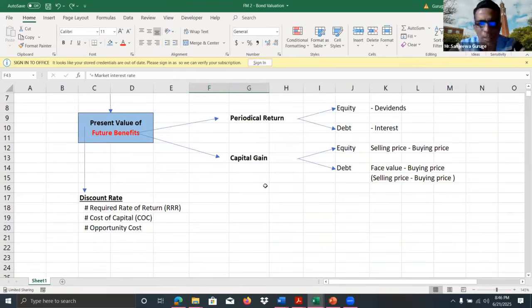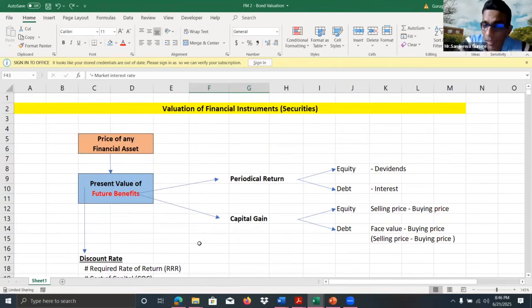We can use the market interest rate as the yield, right? The required rate of return, opportunity cost, right? But when we calculate the price of equity, the estimation of the discount rate is not that straightforward. That's why, generally, to calculate the price of a share, right?